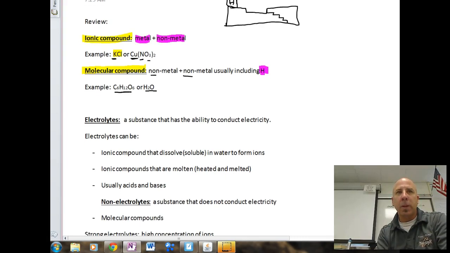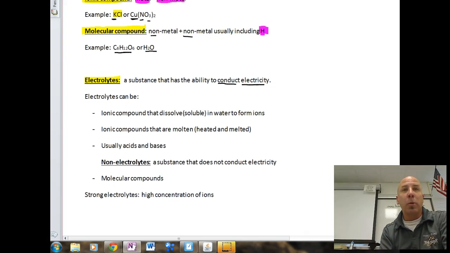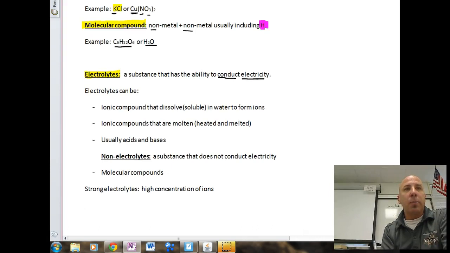So molecular compounds. Now, the reason why we bring this up is because this dovetails in very nicely with our talk about electrolytes, because electrolytes really are the difference between an ionic compound and molecular compound with how they behave. So here's a definition of electrolytes. This is going to be a substance that has the ability to conduct electricity. And electricity is just this transfer of electrons from one place to another. So that's what electrolytes are able to do. They're able to conduct electricity.